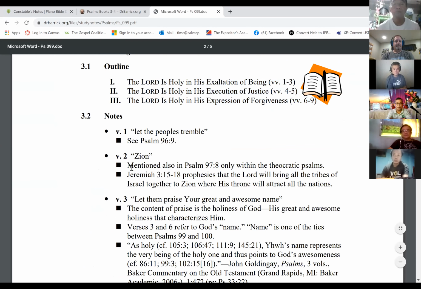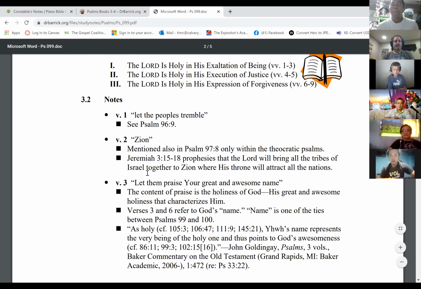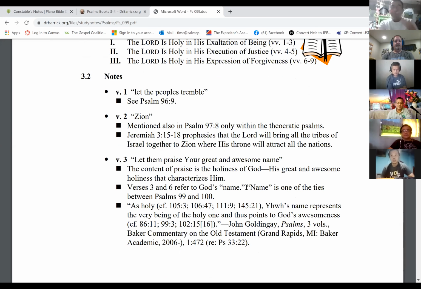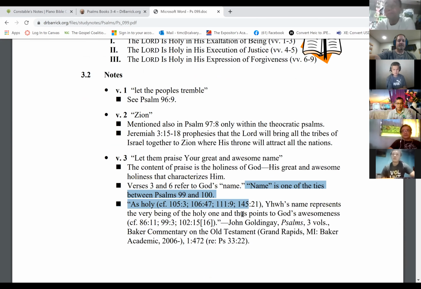He talks about Zion. He addresses this phrase, name, as one of the ties between Psalm 99 and Psalm 100. That might be something if you find interesting or helpful from your study. And we just keep going through.